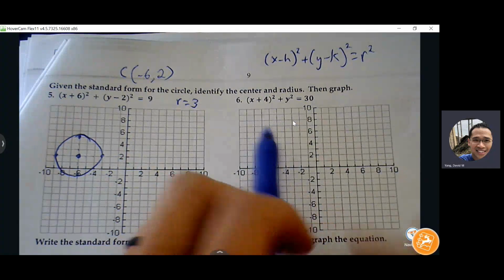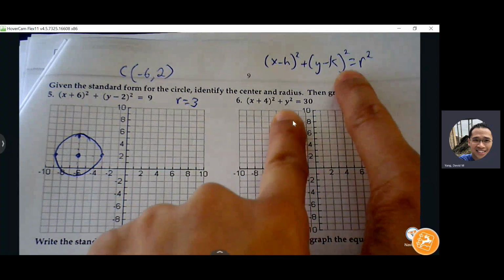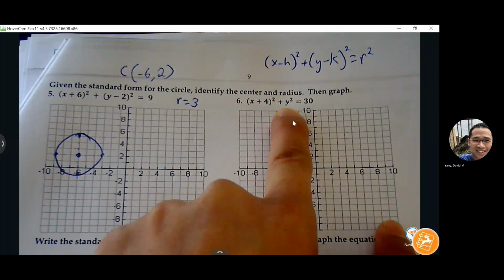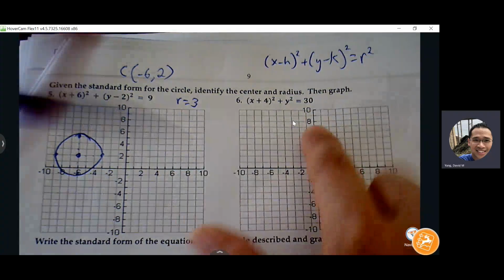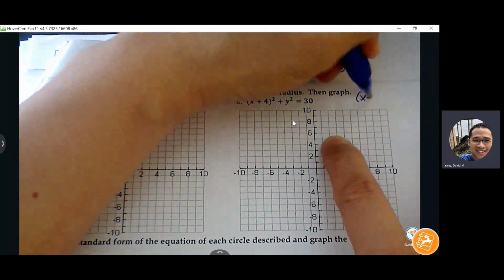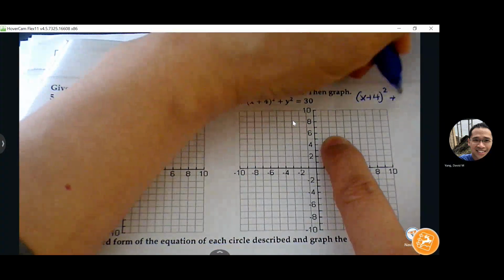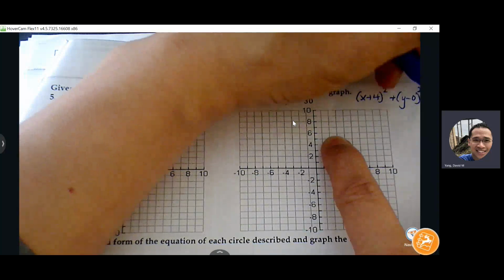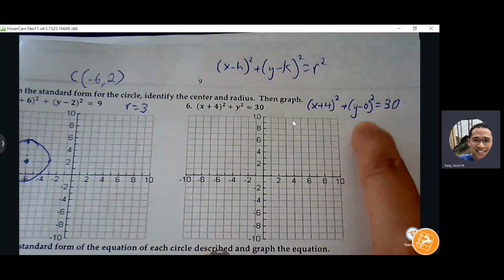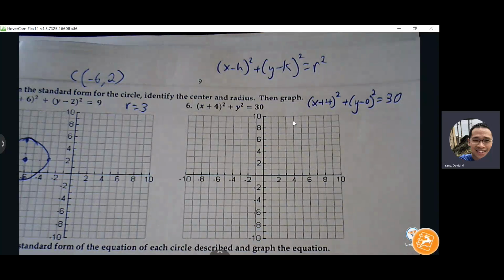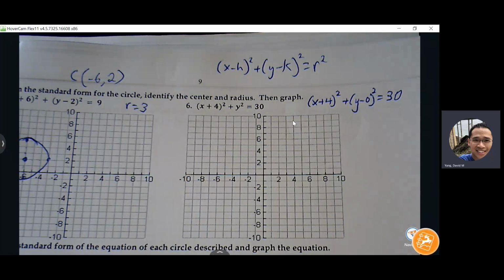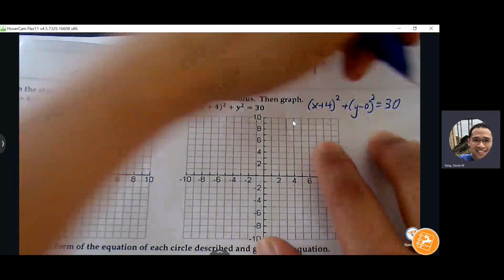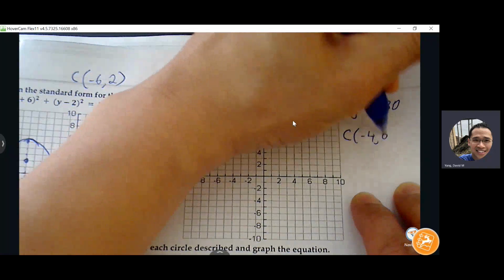Okay, number 6, it's also in standard form, but it feels like it's missing something, right? What number is actually here, but we don't see it? It's really a 0, right? If you understand that, you don't have to rewrite it, but if you want to rewrite it in a form that feels more familiar, you can understand that they dropped the 0 because typically zeros just go away. But if it helps, you can rewrite it and see, okay, there's my center. So my center is -4, 0.